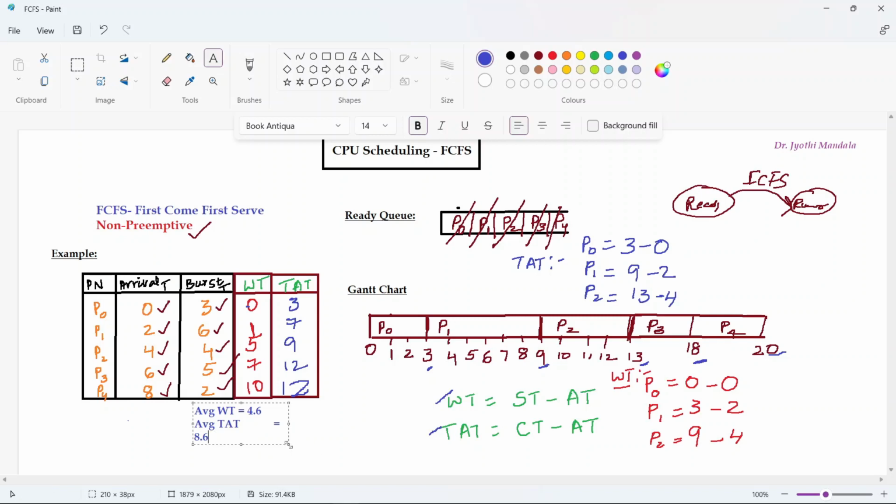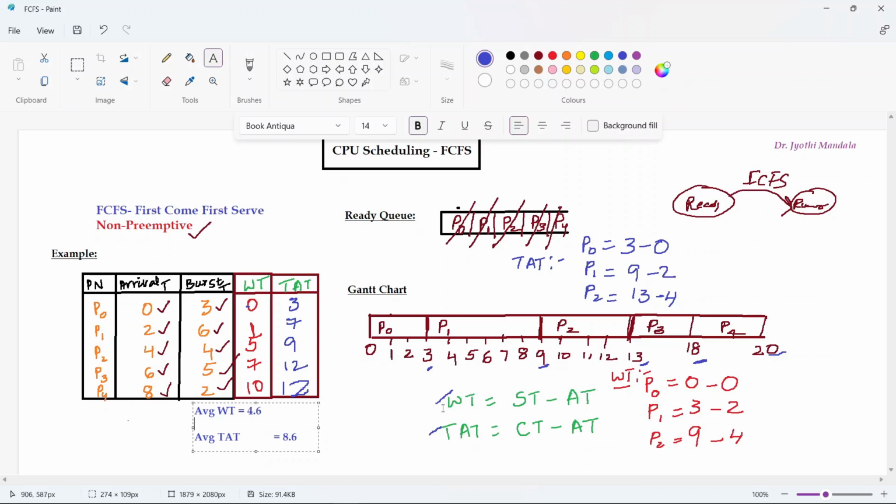So you just understand here how this algorithm is working. The working of this algorithm is very simple. You need to consider the process that has arrived into the ready queue first, that has to be selected first, and that has to be assigned to the CPU. So this Gantt chart will represent that. Okay, so this is about the FCFS algorithm, which is a non-preemptive scheduling algorithm.